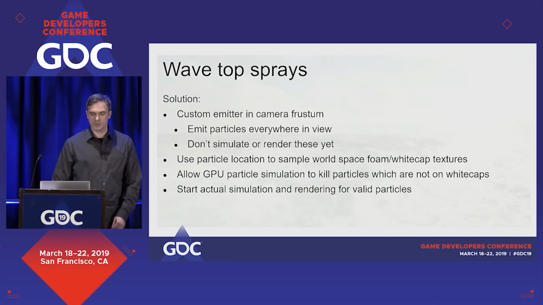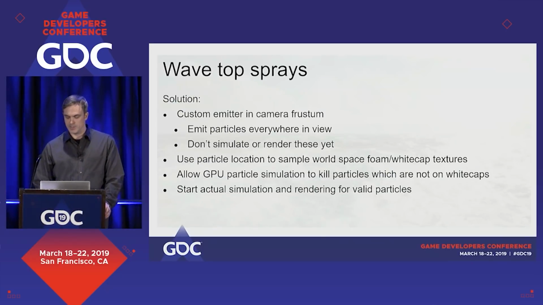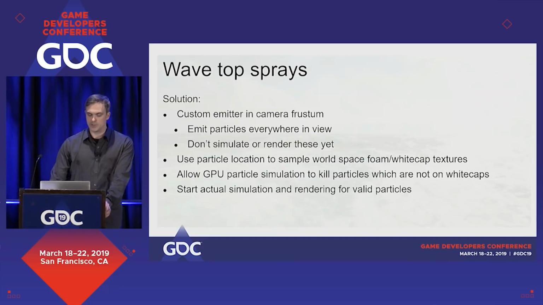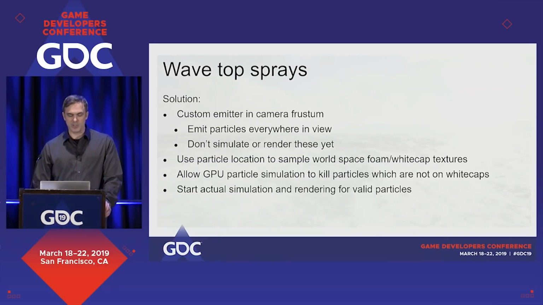So our solution is to create a custom emitter that emits a triangle basically projected down onto the ocean plane that represents the camera frustum. And we're randomly emitting particles everywhere in that triangle. But these particles that we emit are just tracer particles, and they're not actually simulating or rendering yet.